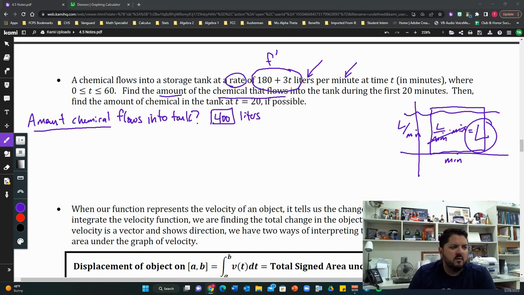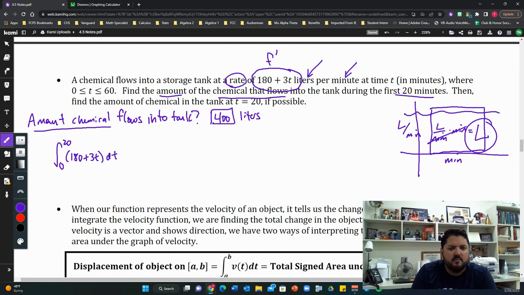So to answer this question, we just have to integrate from 0 to 20, because it's the first 20 minutes that we're looking at, for the function that represents this rate of change. So the integral of 180 plus 3t dt. The integral of 180 would be 180t, and then the integral of 3t would be 3t squared over 2. We'll go 0 to 20.